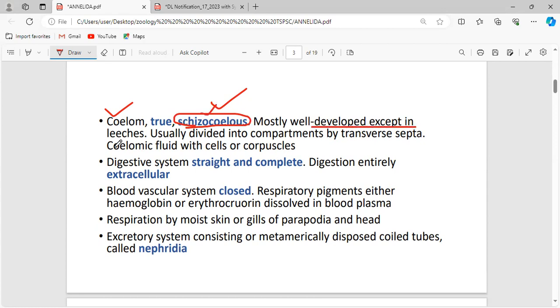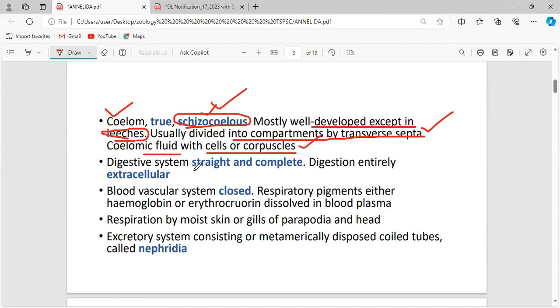Mostly well developed except in the leeches. When it comes to the leeches, the coelom is not that much developed. But apart from the leeches, other organisms placed under the phylum Annelids are isocoelous in nature. Usually divided into compartments by transverse septa. Coelomic fluid with cells or corpuscles.